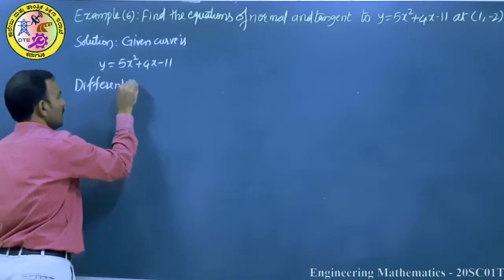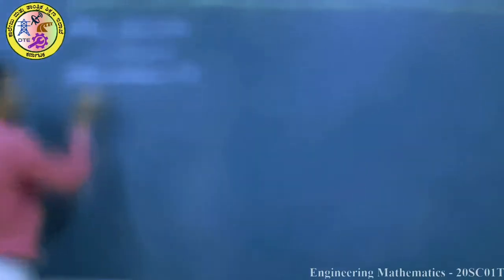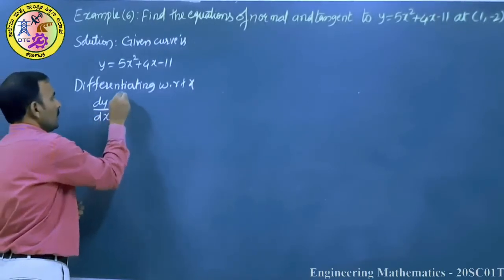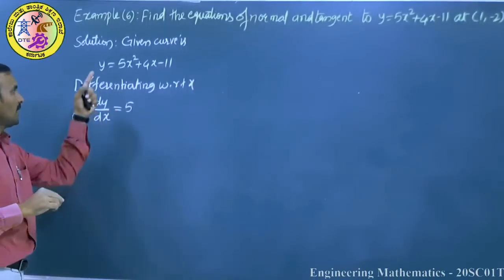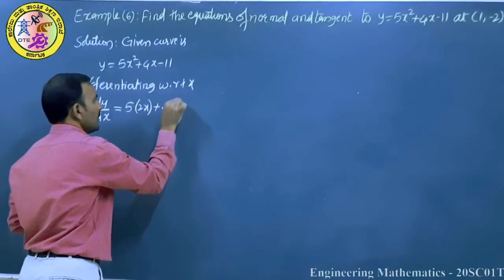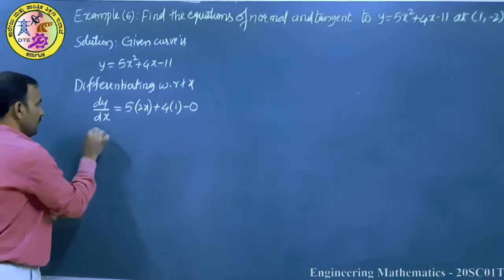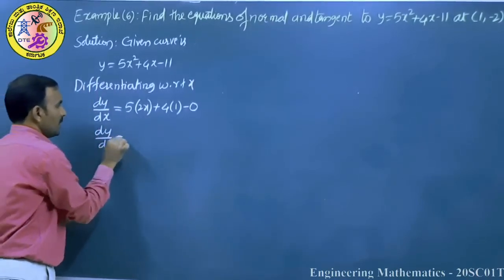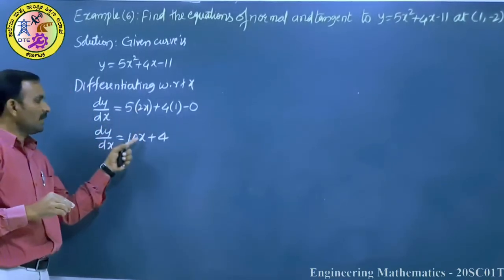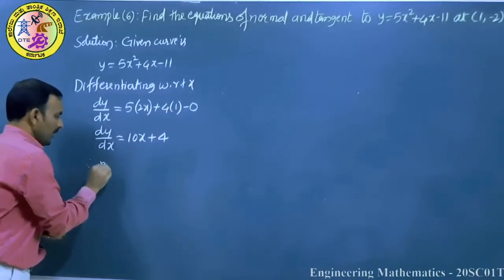Differentiating with respect to x, what is y differentiation? dy by dx. Y differentiation is dy by dx, equal to 5 as it is. What is x square differentiation? 2x. Plus 4 as it is, x differentiation is 1, and minus 11 differentiation is 0. Then dy by dx is equal to 10x plus 4: 5 into 2x is 10x, plus 4 into 1 is 4. Now you can find the value of m.